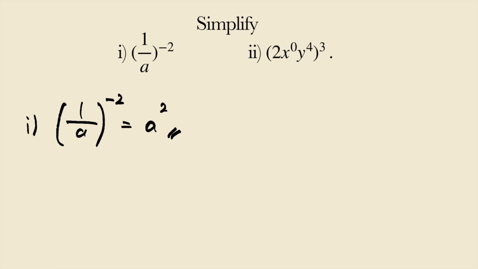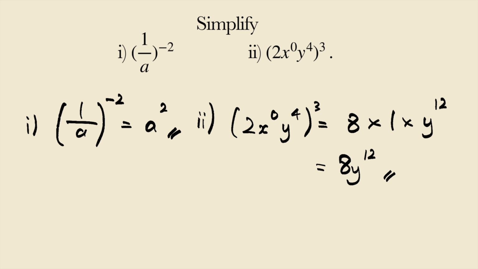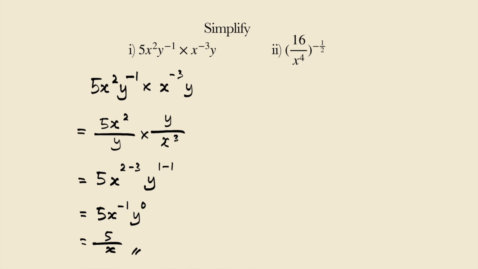Okay, part 2, make sure you understand that the power 0 here is only applicable to the x, not to the 2 and the y power 4. So let's take a look here. Change this into 2 raised to the power 3 is 8. 1 raised to the power 3 is 1. Multiply the powers here, that's y power 12. Okay, coefficients, 8 times 1 is 8, y power 12. That's the final answer.